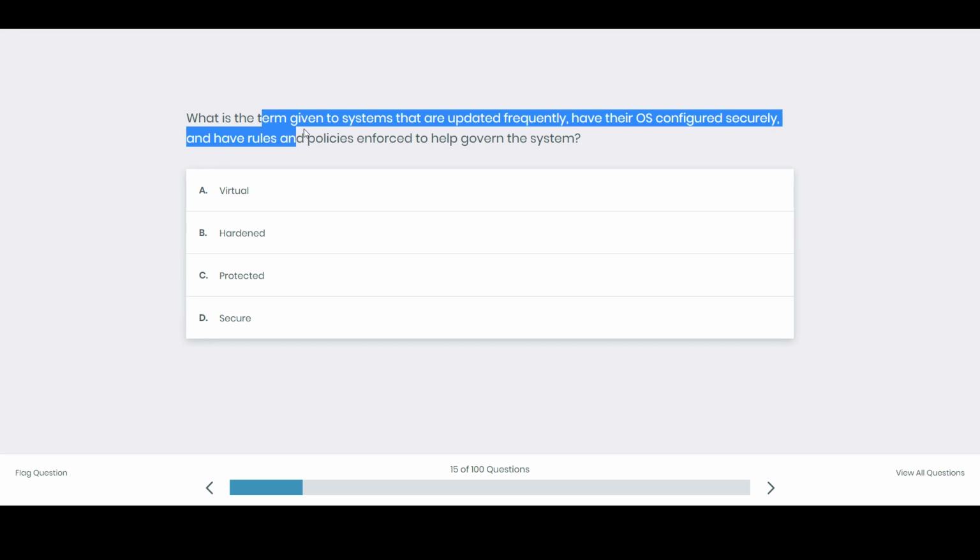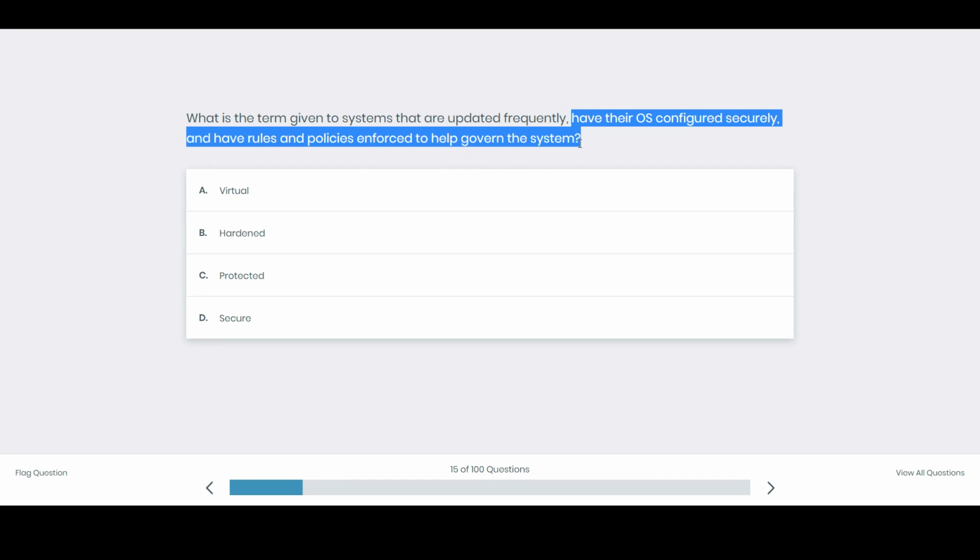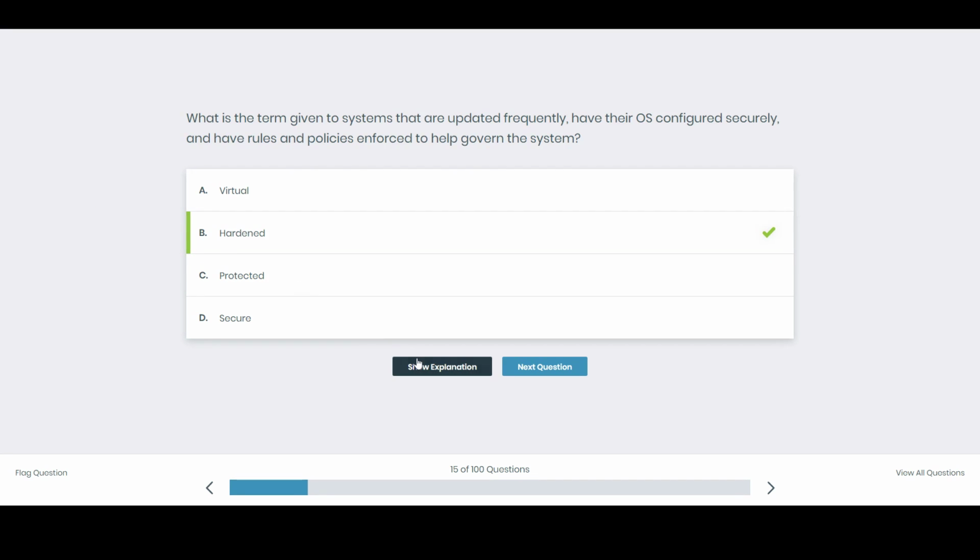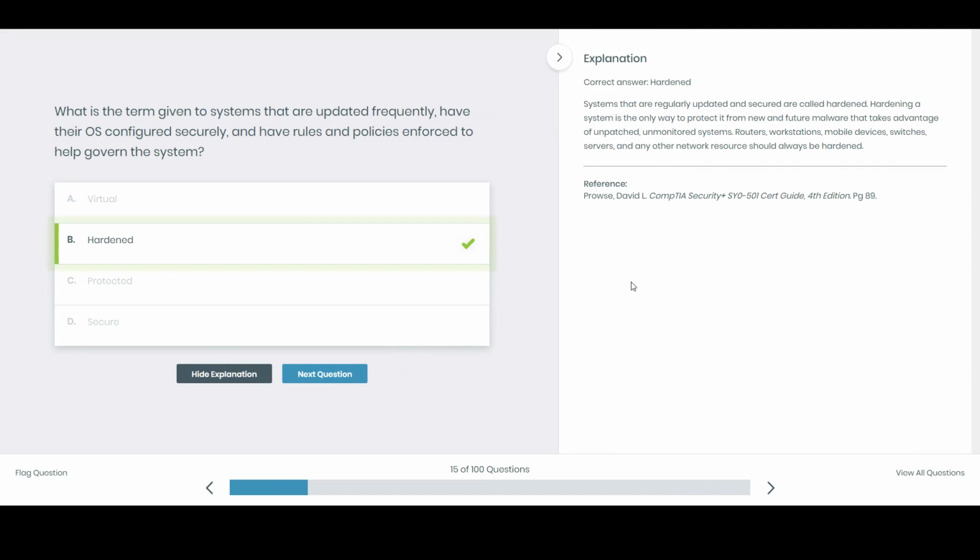Term. This is the term given to a system that is updated frequently. Secure systems have rules and policies that inform how to govern the system. Hardening, yeah, hardening. Systems that are regularly updated and secure are called hardened, or hardening.